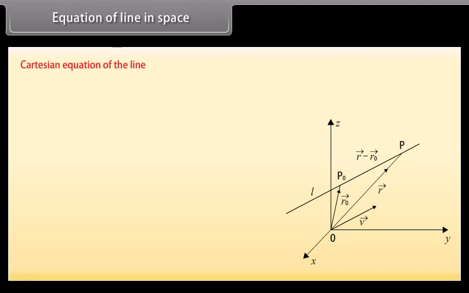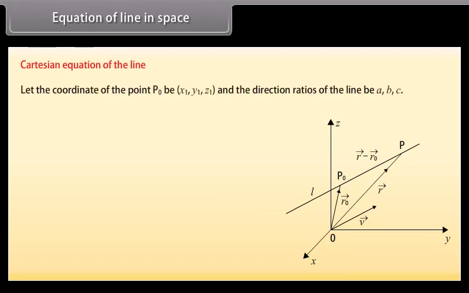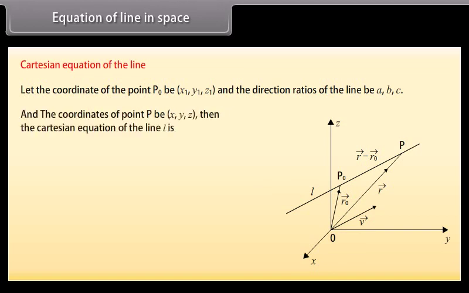Cartesian equation of the line. Let the coordinates of the point P0 be x1, y1, z1 and the direction ratios of the line be a, b, c. And the coordinates of point P be x, y, z, then the Cartesian equation of the line is x minus x1 by a equals y minus y1 by b equals z minus z1 by c.